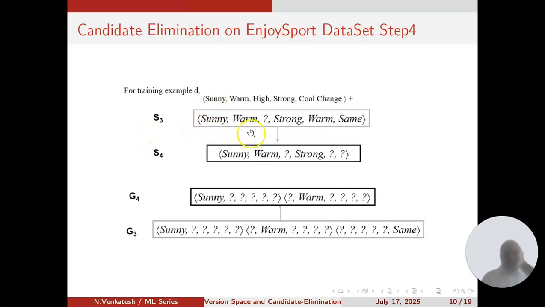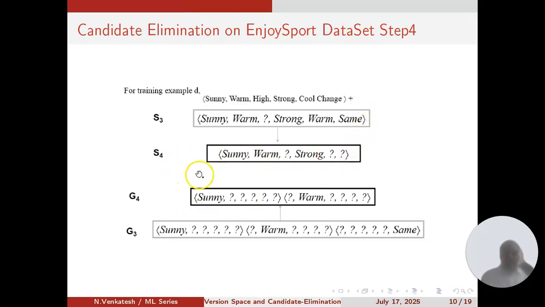And now so far in all examples we had the water condition is warm, then only it is expected to give a positive. But here it is saying that even for water is cool, he enjoys a water sport. So we'll replace with a minimal generalization, that is question mark, any value. And here also so far for the forecast same it is expected to be true, but even for the forecast change also the current training example is saying yes, so it will be replaced by the minimal generalization question mark.